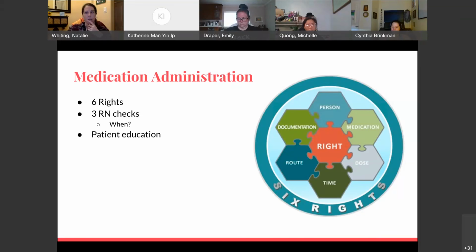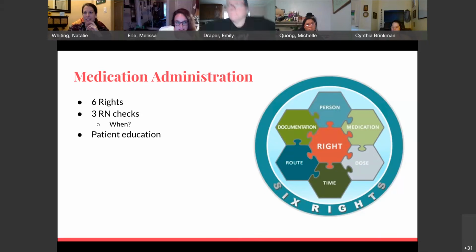When do we do these? Anyone? When you're pulling the meds, and when you're at the bedside. Okay, I heard at the bedside. So the bedside's going to be the last stop. First stop is right at the Pyxis, right? Right when you're pulling it, you're going to do your check. Then right before you enter the room, you're going to do the check.